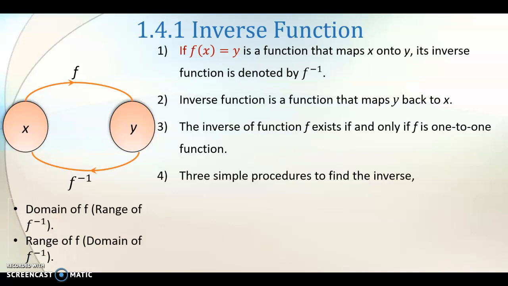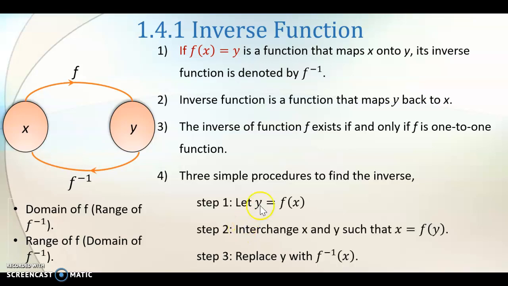There are three simple procedures to find the inverse. The first one is we let y equal f(x), and then we interchange x and y such that x equals f(y), and then replace y with the inverse function. Basically, step 2 is the most important step for you to know.